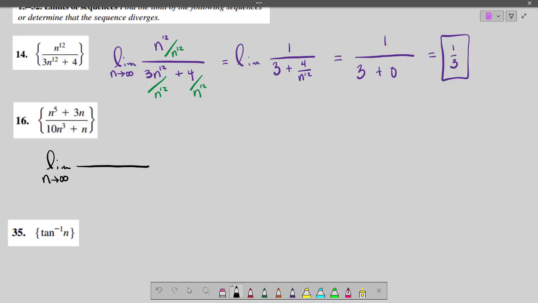So if we divide everything by n to the 5th, let me just sort of write this out, and then I'll put in the division by n to the 5th. If you do the same thing to every term, you are multiplying by 1. Because if you factored out 1 over n to the 5th in the top, and you factored out 1 over n to the 5th in the bottom, you would have 1. Okay, so this is going to be the limit. In the numerator, we're going to have 1 plus 3 over n to the 4th. In the denominator, we're going to have 10 over n squared and 1 over n to the 4th.